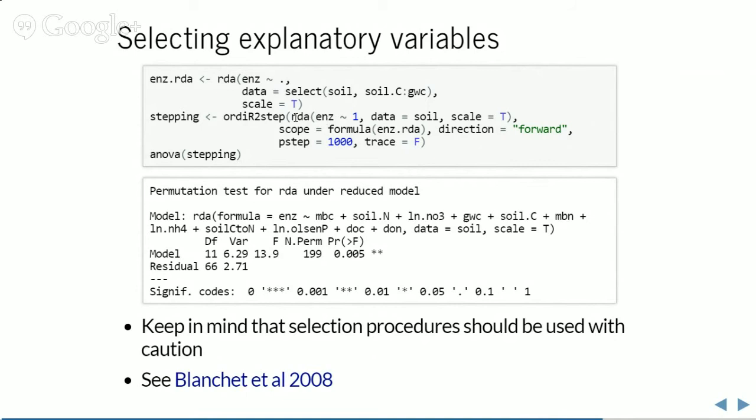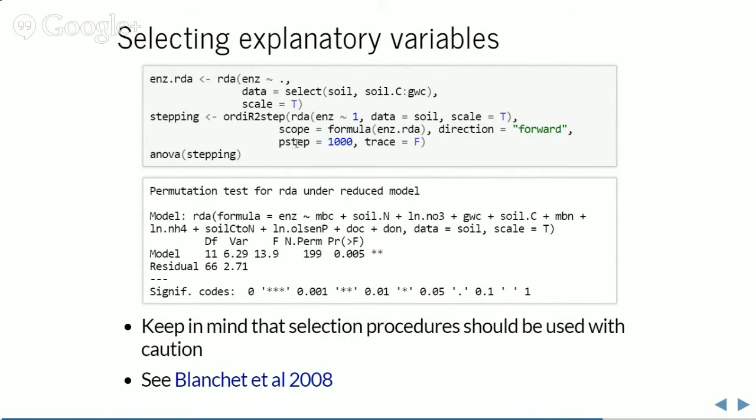So again, in our forward selection procedure here, we're starting with a null model, and then this scope option here is going to say, take all of the variables that were included in this first RDA here as the most complex model possible. This is just a shortcut for specifying that, as opposed to writing out each individual variable in the model statement. So it's going to be a forward selection procedure.